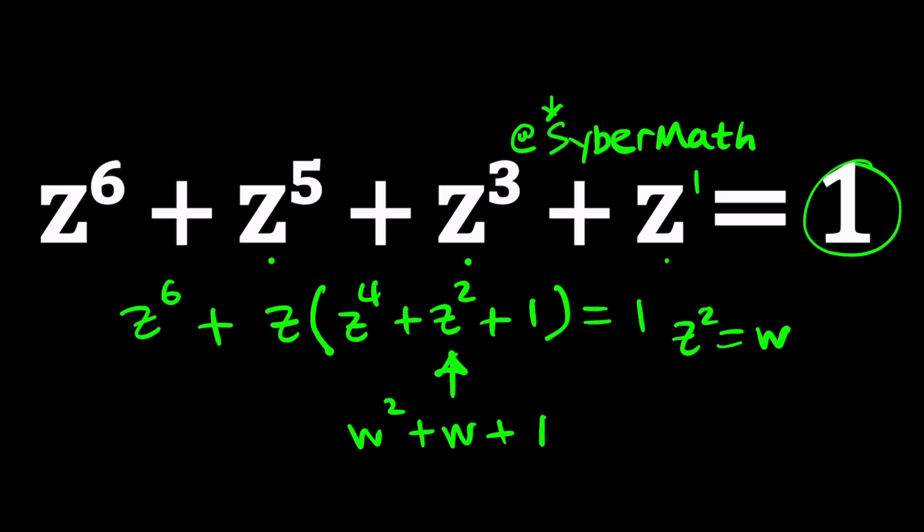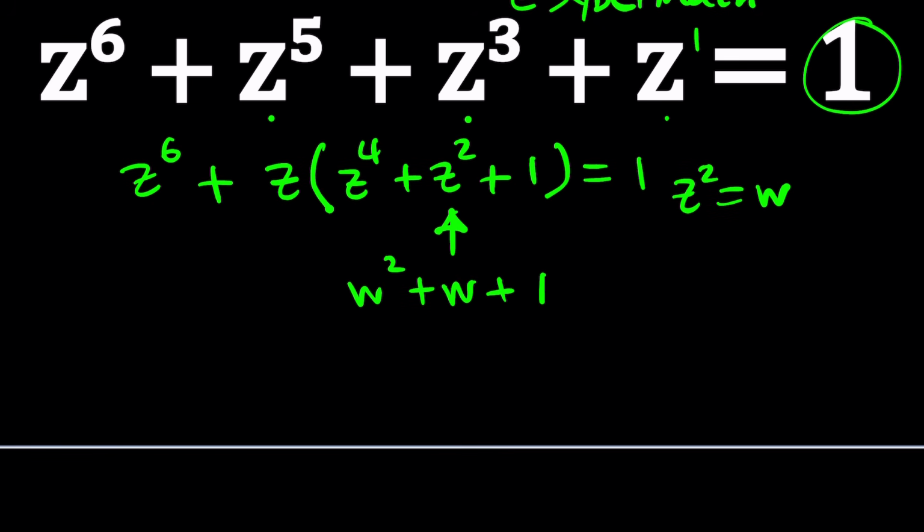That's another problem we have to deal with. So here's what we're going to do. We're going to subtract 1 from both sides, and that makes a lot of sense because that'll eliminate the 1 on the right-hand side. So here's how it goes. You start with z to the 6 and subtract 1 and then continue with the rest.